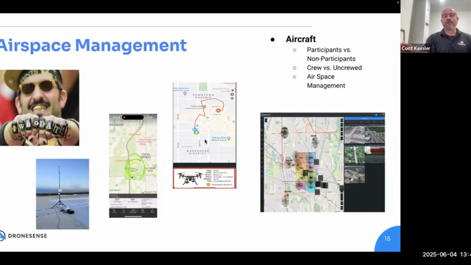So this one that you're seeing over here says downtown Phoenix. That is what we also would have seen during the Indy 500, to be able to pick up not only remote ID, but actually RF detection.